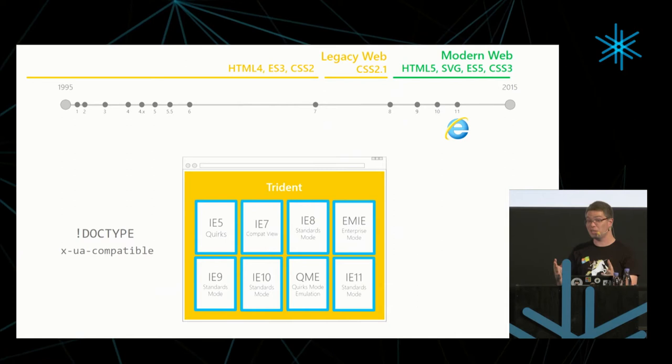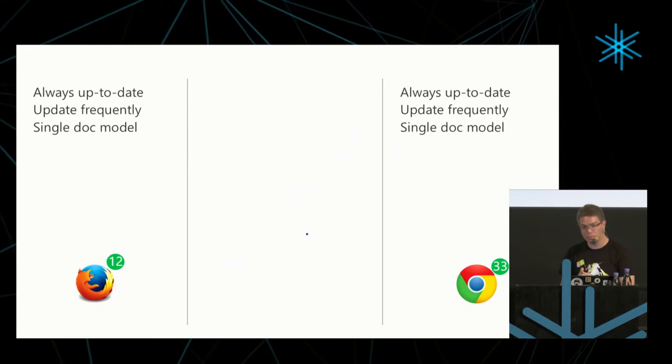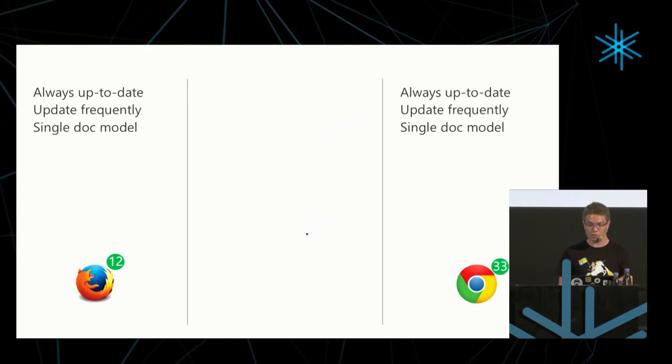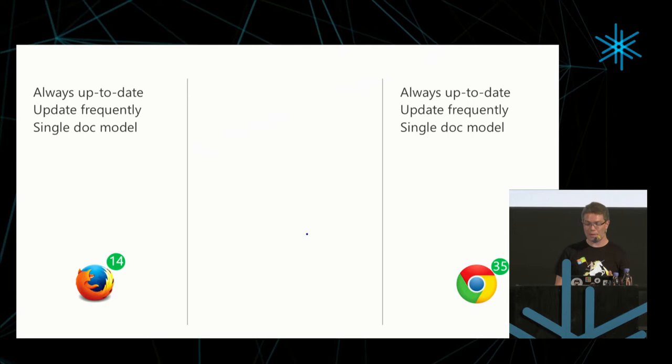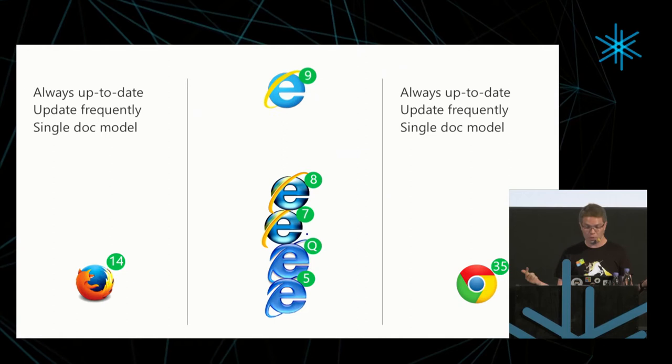In the meantime, hopefully, there were some great browsers that had been shipped. So there was Firefox and Chrome. And they don't care about the different doc modes. So they're going to be up to date, and they're going to be auto-updated. But let's see what happened on our side. So there was IE5 mode, the Quirks mode, the 7 mode, the 8 mode, the 9 mode, the 10 mode, the Enterprise mode, and finally, the 11 mode.